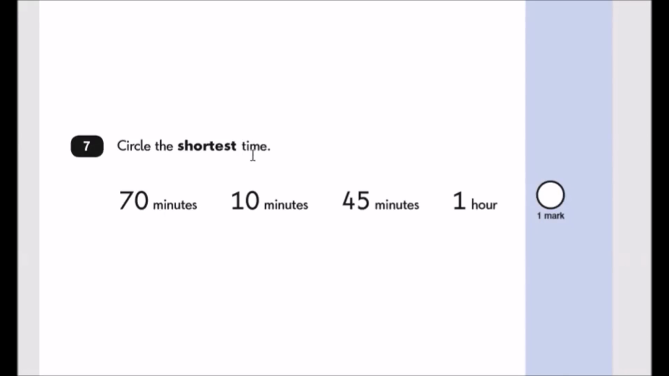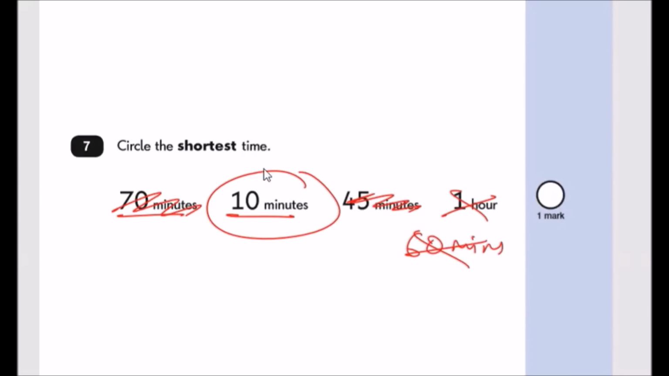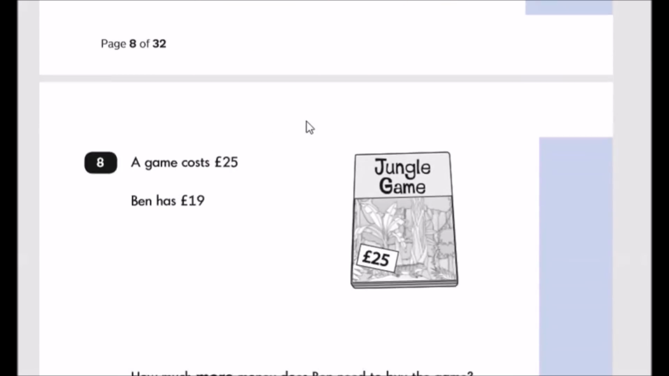Circle the shortest time. Now, we need to know something. So we got 70 minutes, 10 minutes, so this is already smaller than this one, so cancel this one. We got 45 minutes, that is longer than this one, so get rid of that one. Now we got 1 hour. How many minutes are there in an hour? Well, we need to know that 1 hour is always 60 minutes. And that is smaller than 10 minutes. So the only answer is 10. That is the shortest, the one with the smallest number of minutes.